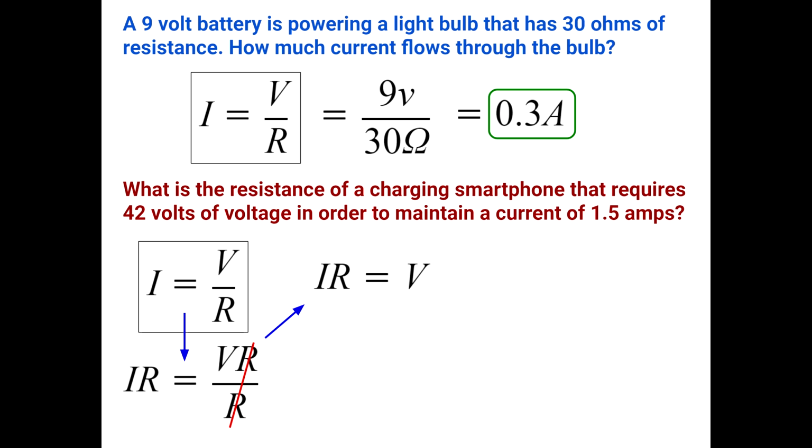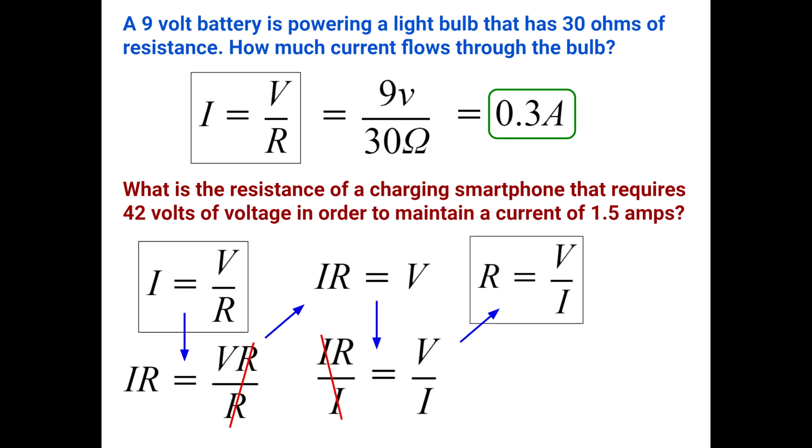Okay, I need to do one more step because again, I'm trying to solve for resistance, and resistance is currently being multiplied by I. So what can I do here? Well, I can divide by I on both sides. That will allow me to get rid of the I on top and the I on the bottom on the left. Now, by cleaning up my equation, I can get that Ohm's Law can be written this way. R is equal to V over I. I've boxed this version out because it's the version I'm going to decide to use in this case.